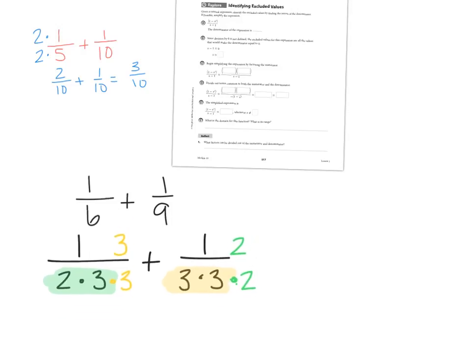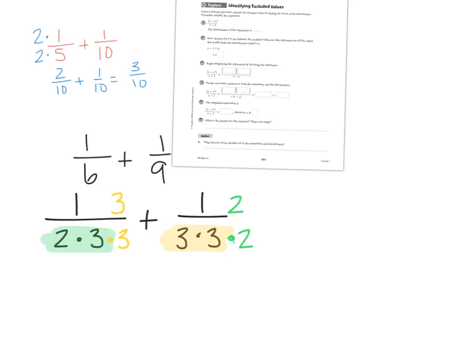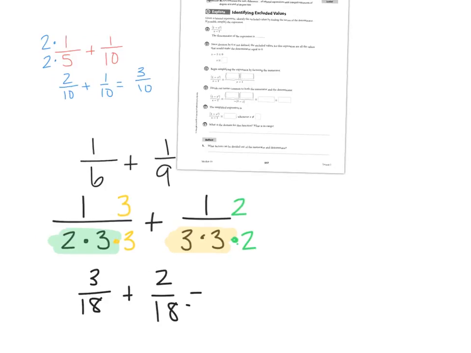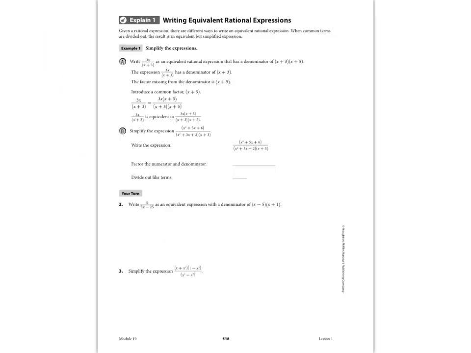So then my problem becomes 3/18 plus 2/18, which would be 5/18, and 5/18 would be my answer to that problem.